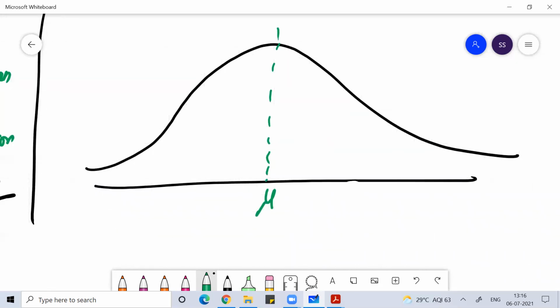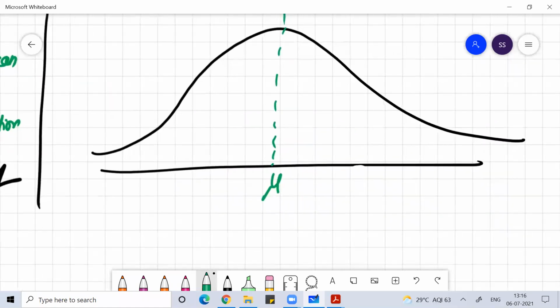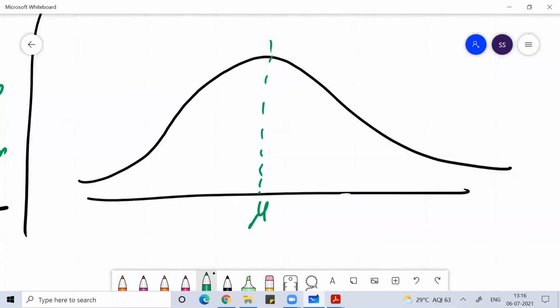So x bar is basically the sample mean. This is x bar, which means sample mean. Mu means population mean. What is the difference between sample and population? I did that in the first class. Not all the data will aggregate at the center. Few data will be dispersed from the center.